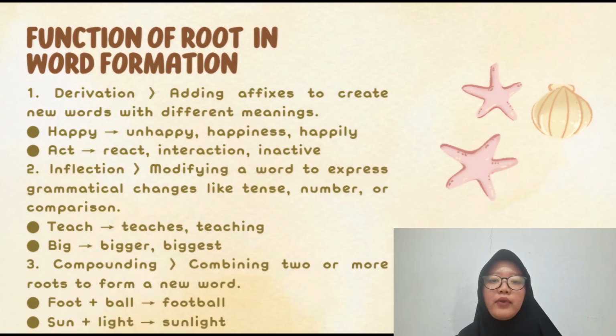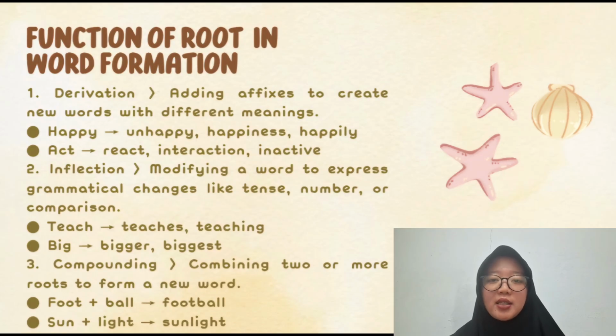Let's continue with the function of root in word formation. There are three main functions: derivation, inflection, and compounding. The first is derivation. This is when you add affixes to a root word to make new words with different meanings. For example, happy becomes unhappy, happiness, and happily. Act becomes react, interaction, and inactive.